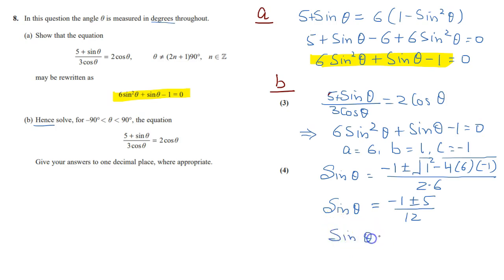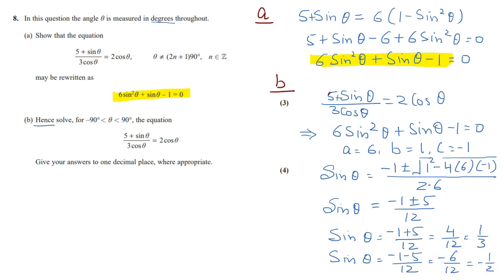So sine theta is equal to minus 1 plus 5 over 12, that is 4 over 12, and that is 1 over 3. And sine theta is equal to minus 1 minus 5 over 12, this is minus 6 over 12, so that is minus 1 over 2. So theta is equal to sine inverse 1 over 3 and theta is equal to sine inverse minus 1 over 2.